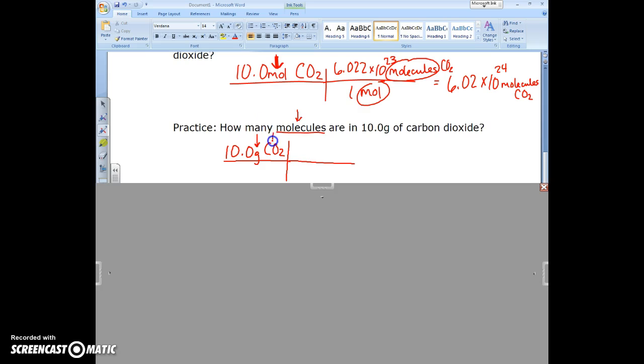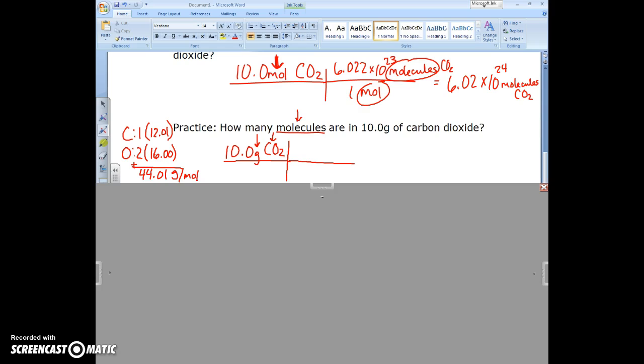So let's find the molar mass of carbon dioxide. It has 1 carbon and 2 oxygens. Carbon is 12.01 from the periodic table. Oxygen is 16 from the periodic table. Add that together and you get 44.01 grams of carbon dioxide in 1 mole of carbon dioxide.